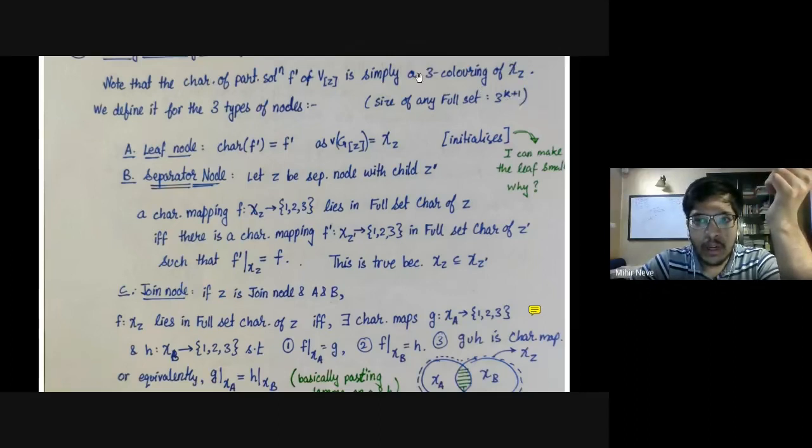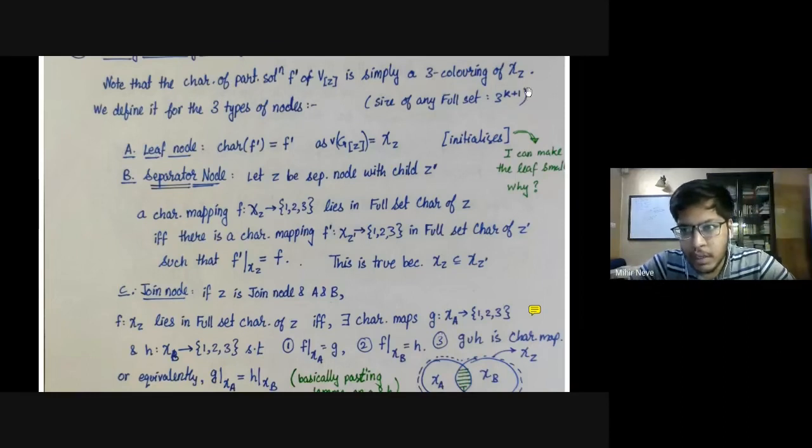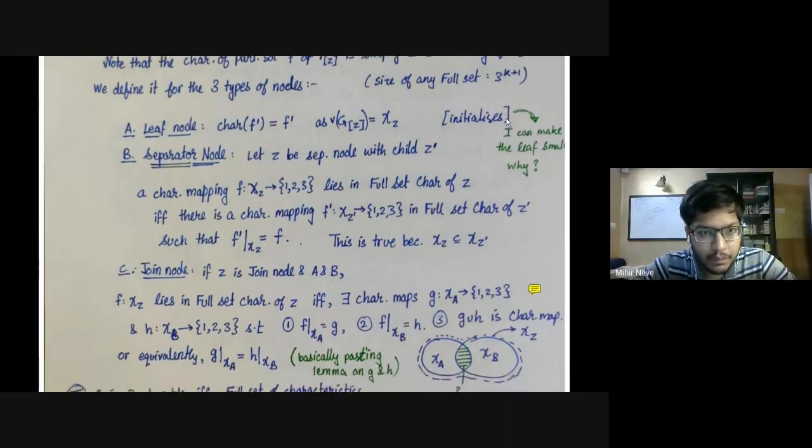And so a 3 coloring of chi-z can be done in 3 power k plus 1 ways. This thing is actually a constant. This is even better than the linear requirement. This does not even include n here. So the full set of characteristics for any node is actually a constant. It could be less than or equal to 3 power k plus 1, sure. But the point is, it is a constant, which was important for us.